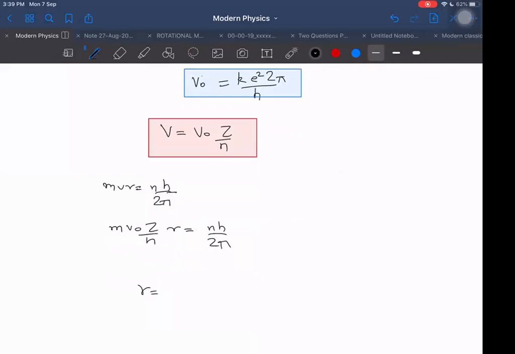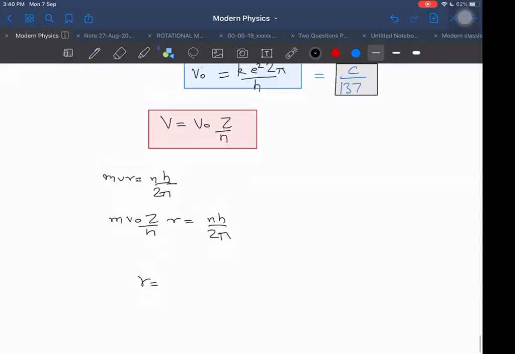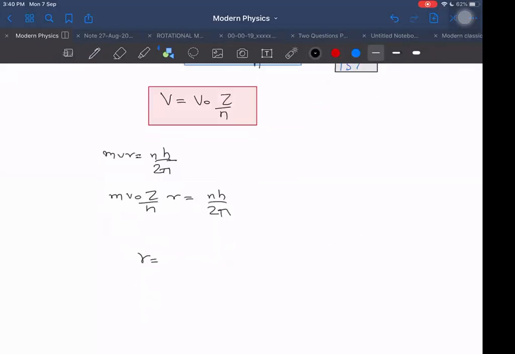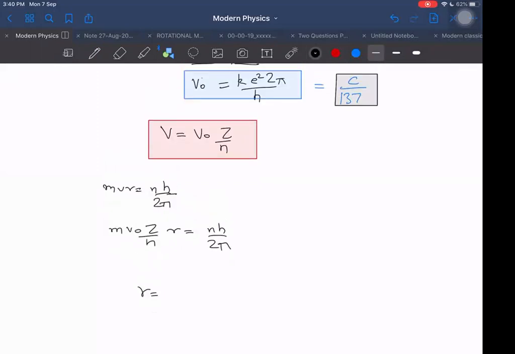Write down r. I forgot to mention one very important thing here, very special. This thing is equal to speed of light upon 137. Why so? Nobody knows till now. It is something to be researched. We still don't know why 137 comes, where it comes from. But yes, it comes out to be c upon 137. We call it the fine structure constant also. C is the speed of light. So we have a very easy way to remember v naught, if I remember 137 first of all.